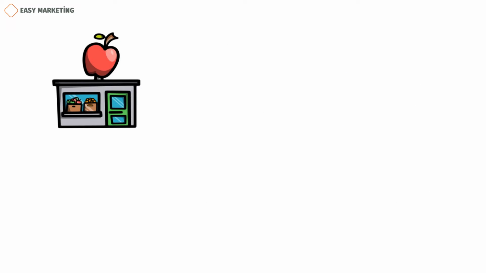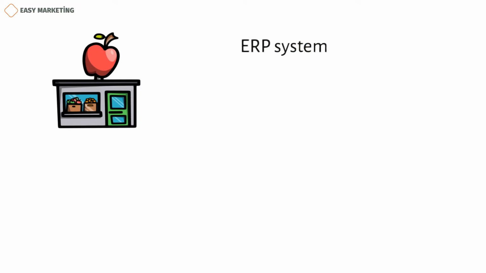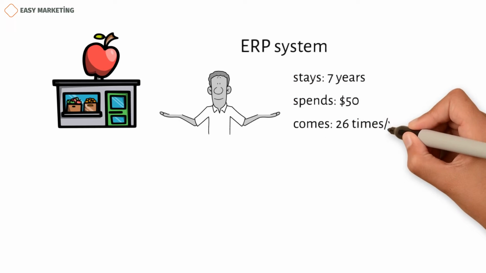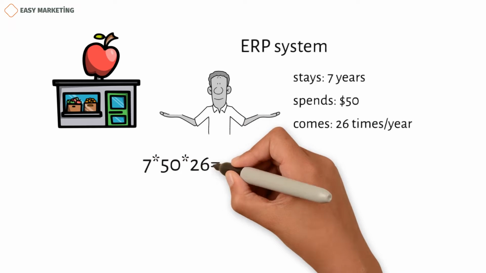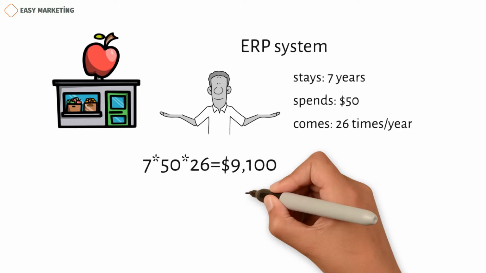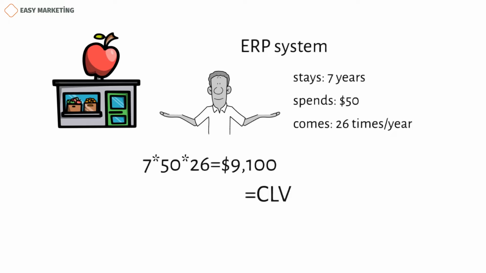As an example, let's look at how a grocery chain might see CLV. Based on information from the company's ERP system, it can be seen that the average customer stays with the business for 7 years, spends $50 per visit, and comes in 26 times per year, on average. When you multiply these three numbers, 50 times 26 times 7, you get $9,100, which is the grocery store's CLV. But why is that number important? In the next part, we'll get into more detail.